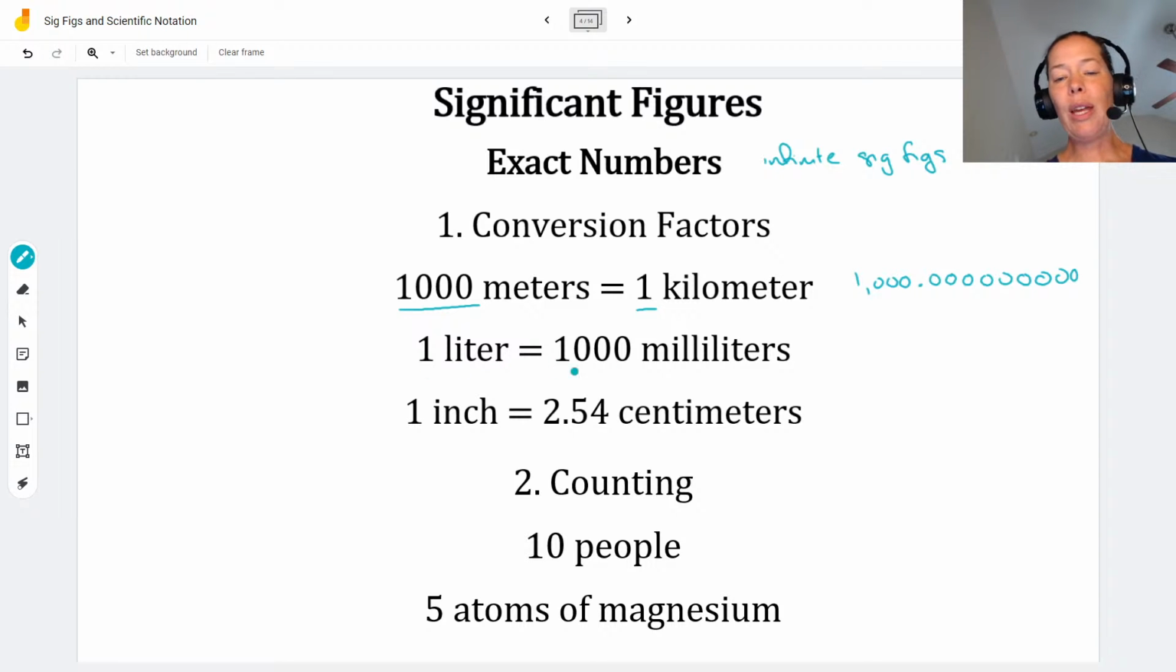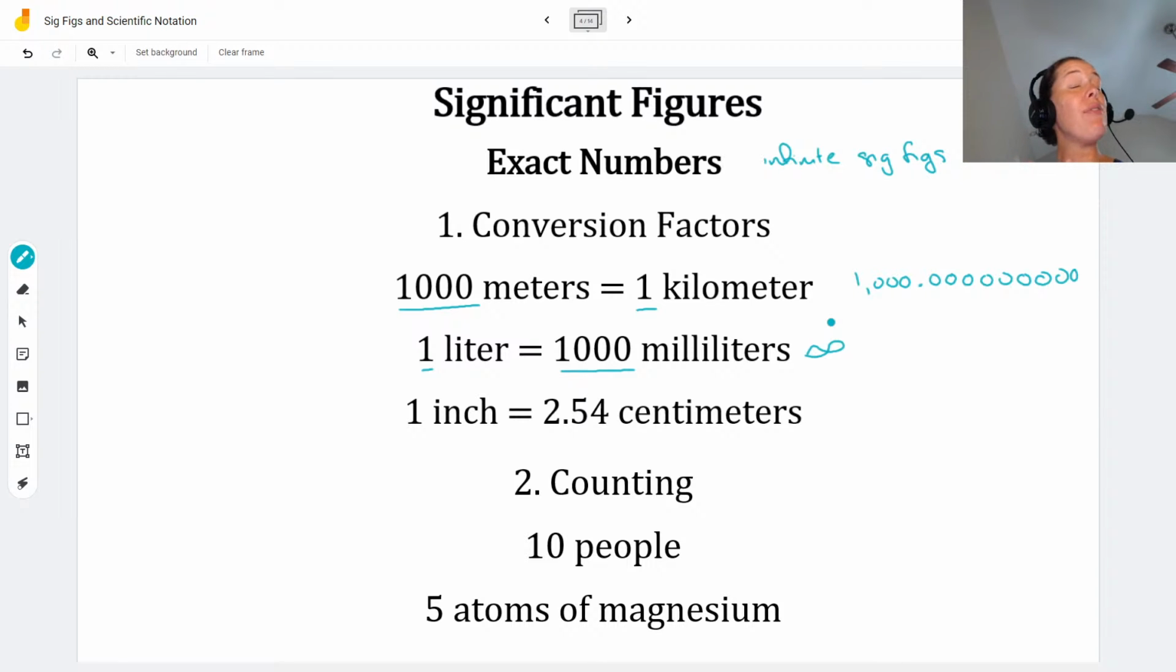The same is true if you're converting between liters and milliliters. By definition, there are 1,000 milliliters in 1 liter. That has an infinite number of sig figs. So a lot of times when I'm doing problems, I'll just use the infinity sign to say, hey, this number is exact. It has an infinite number of sig figs. Now, these conversions in the metric system are all going to be exact, whether you're converting from meters to kilometers or nanometers to meters or anything like that, terabytes to bytes. Those are all exact conversions.